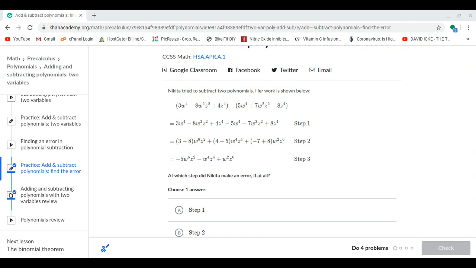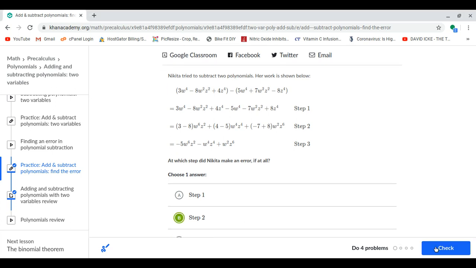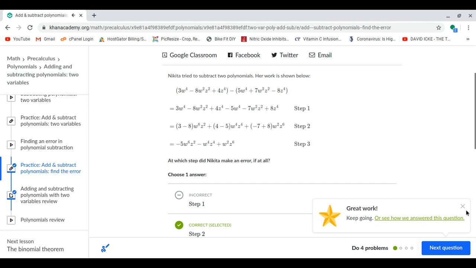Okay, so step two, all of a sudden we get, well, I have a 3 minus 5, so I really should have 3 minus 5 w to the fourth, but we have a w to the 6 z squared. We should not be getting a w to the 6 z squared. What I think they did was combine these together, and that you cannot do. So step two is incorrect. So we're going to check our work. And we got energy points. Today's a good day. Let's check the next one.